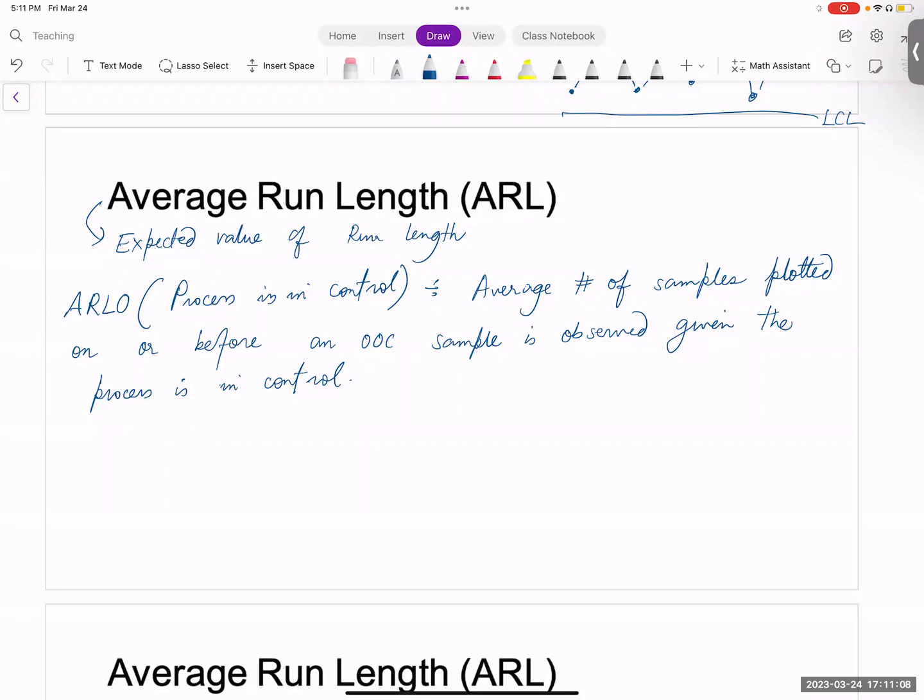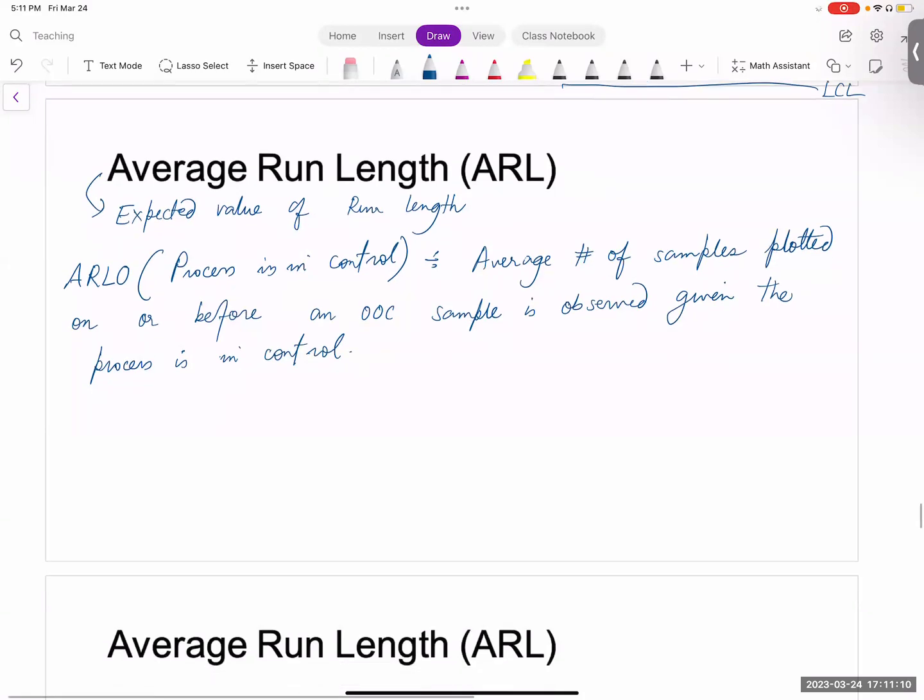Now, let's take an example to understand what it really means. Let's say ARL 0 is equal to 1,000. So if ARL 0 is 1,000, then we are going to observe on an average 1,000 samples before one out of control sample is observed. Now, all of these discussions are happening in average, okay? So it might be a little bit different every single time, but on average, for every 1,000 samples that I'm going to plot, I will observe 1 out of control sample.